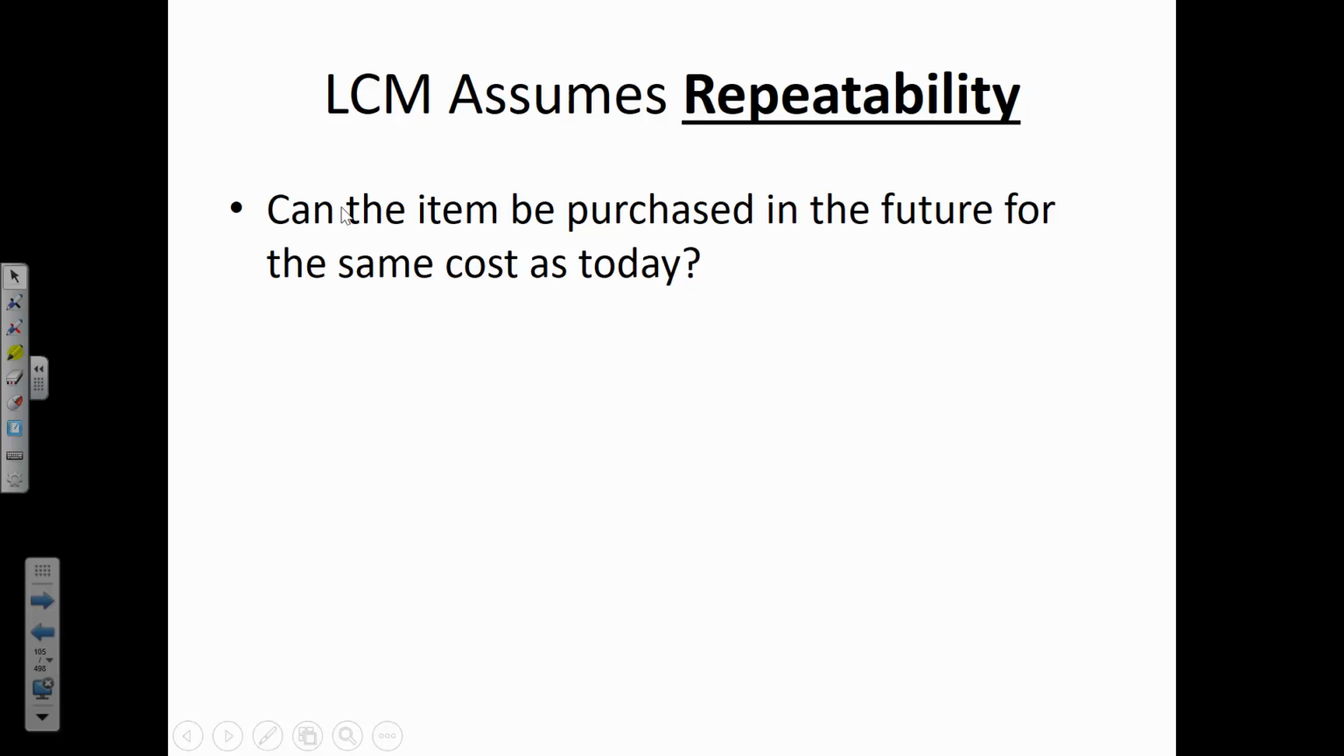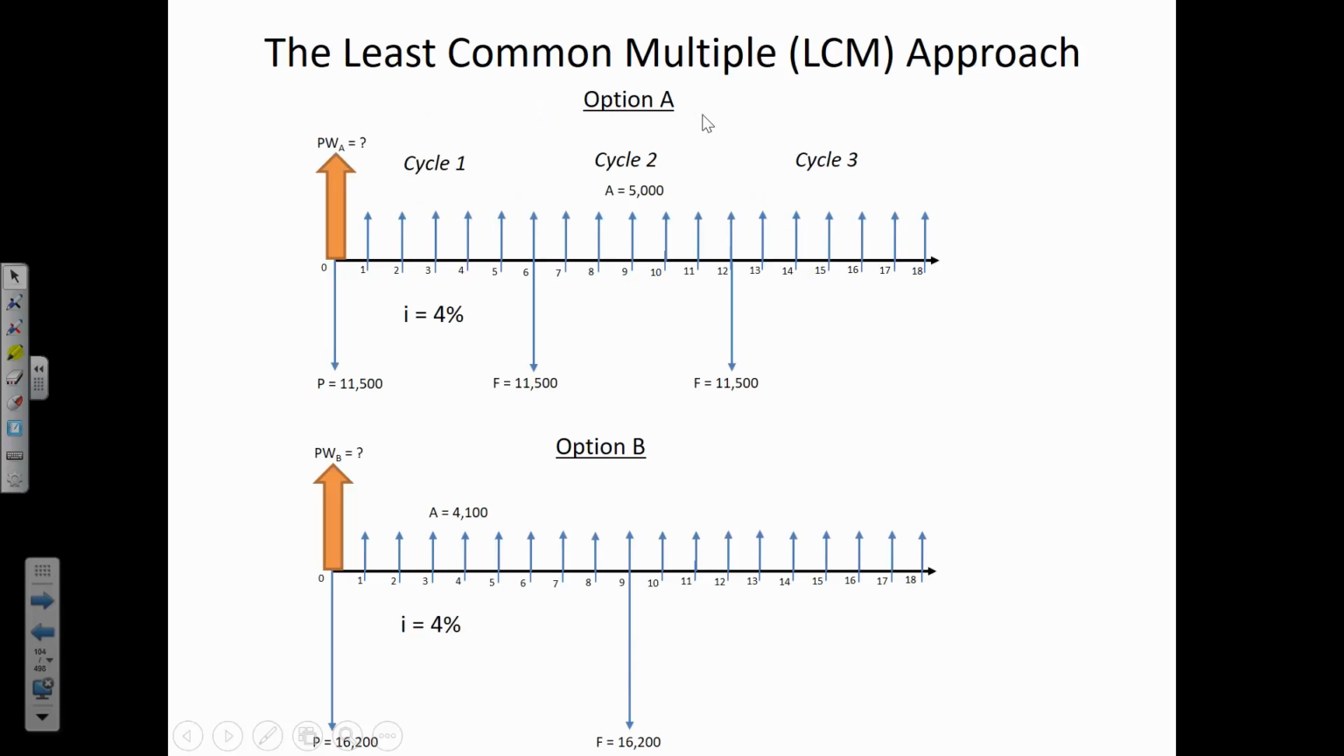What we're assuming when we repeat the cash flow diagram is we're assuming that the item can be purchased for the same amount in the future, and we're assuming that we have the same revenue stream in the future that we did originally. So let's revisit that cash flow diagram. Right now, the item costs $11,500. If we just do a strict repeat, what we're saying is we think we can get the item in year 6 for $11,500. Now that may or may not be true.